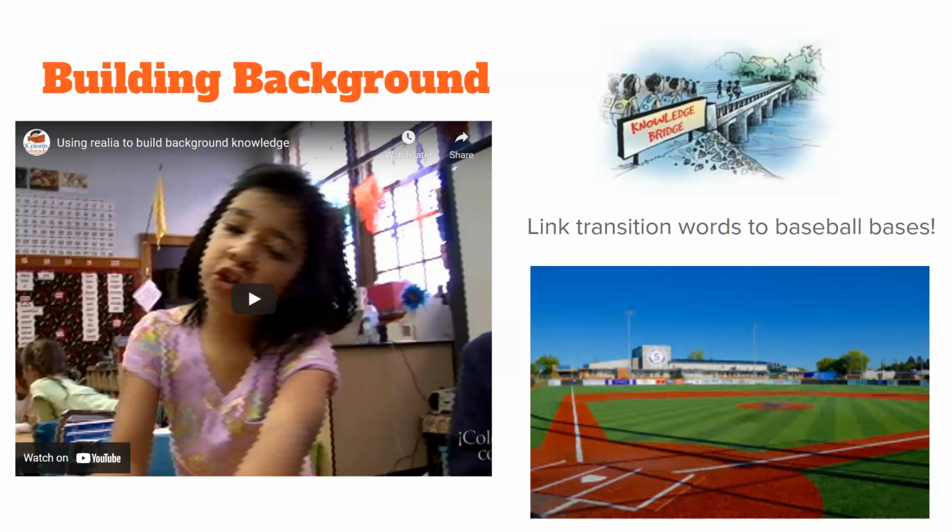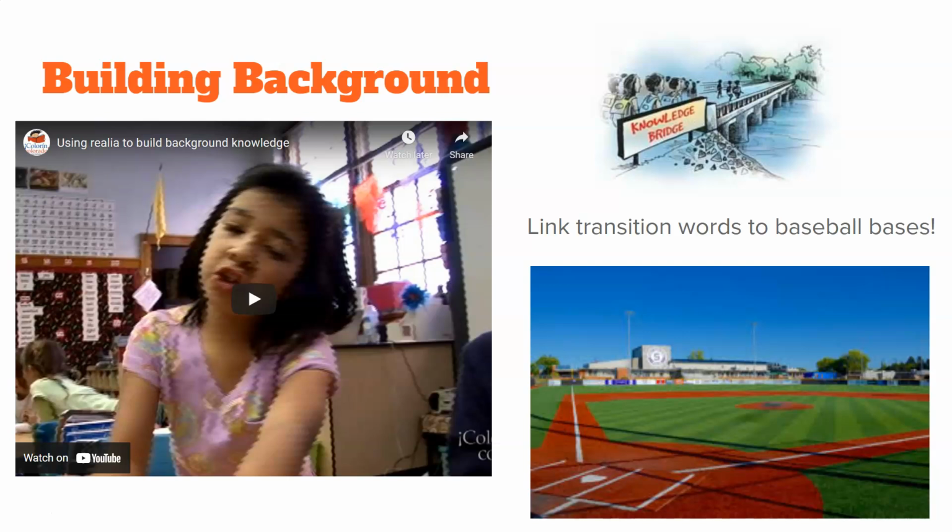Okay, so this is the first video, and a teacher is talking about building background knowledge for our students. And then here is a little clip art of the knowledge bridge. So students know, and they have a lot of schema from their previous experiences. However, we need to create this knowledge bridge for them. We need to bridge their new learning to things that they already know.